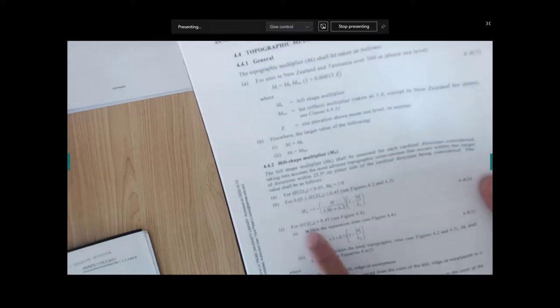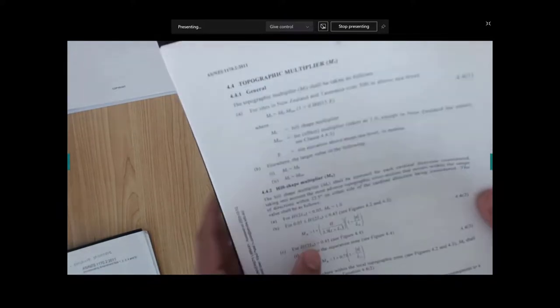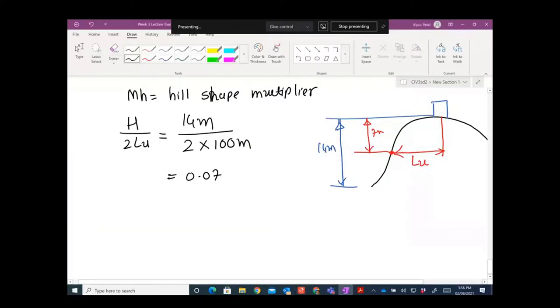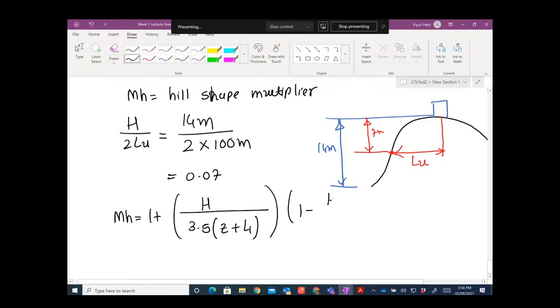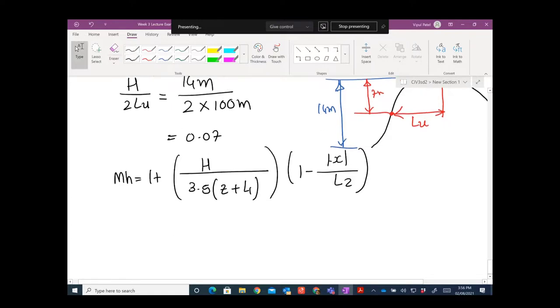But if not, you have this big formula written here. So let's copy this one: MH equals 1 plus H over 3.5 times (Z plus L1), times (1 minus X over L2). Right, so I just copy these values. H we know, L1 and L2 we don't know, and X we don't know. So let's find some information. H we already found.